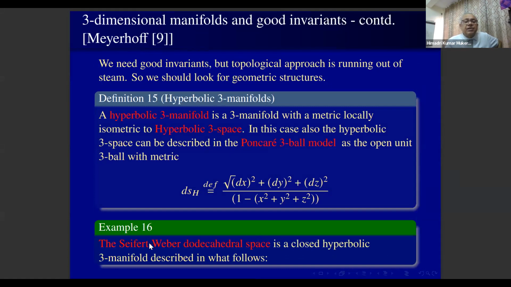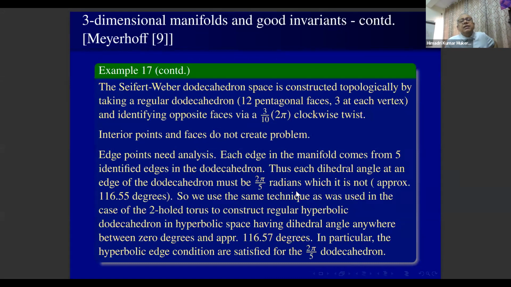Now the first example we give is the Seifert-Weber dodecahedral space. It is a closed hyperbolic 3-manifold described as follows. One thing Assis has described is the Poincaré dodecahedral space, in which two opposite faces are identified by a twist of 1/10 of 2π, and this 1/10 of 2π is the least that is required.